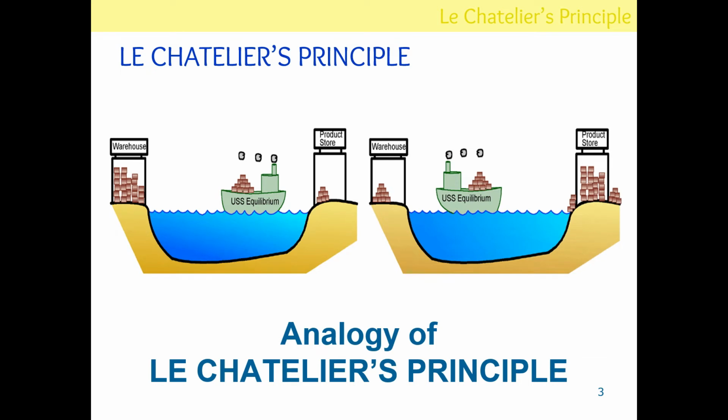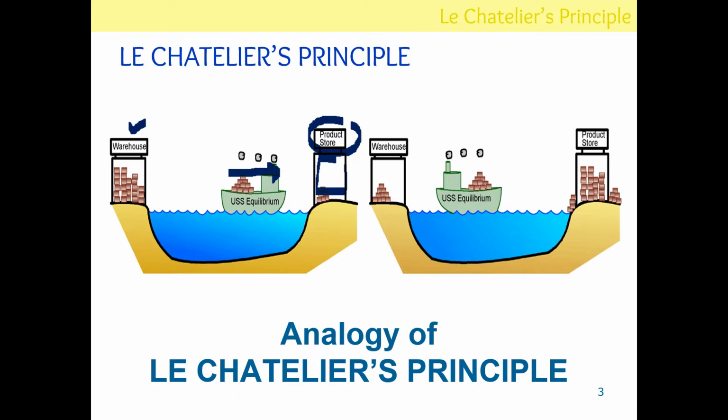Analogy of the Le Chatelier principle. Let's say there is a small stall selling a product on the shore of a lake. Because it's small, the store owner keeps extra inventory in a warehouse on the other side of the lake. If the warehouse is full but the store is empty, the boat moves from the warehouse to the store, so that there is more product to sell.